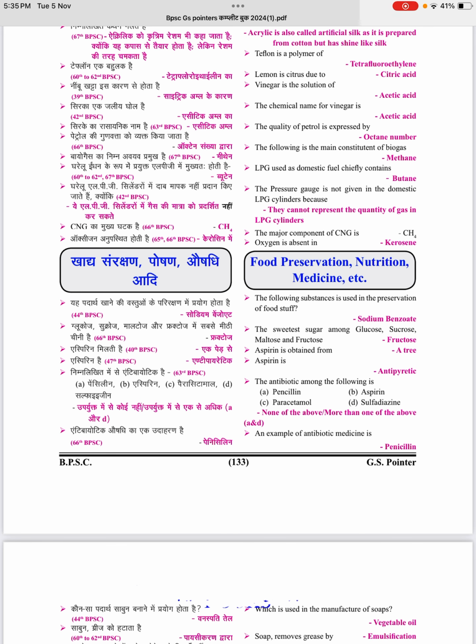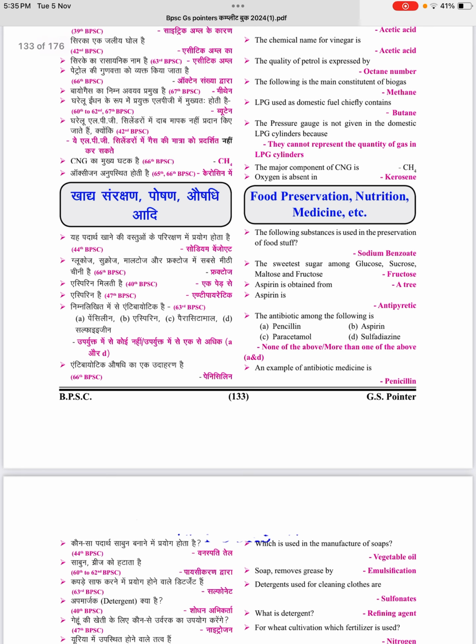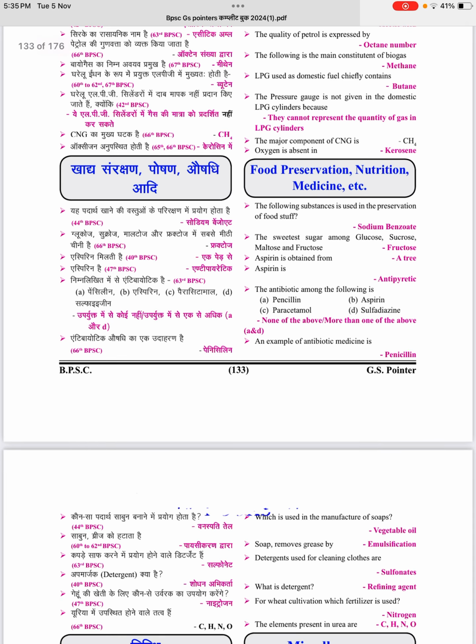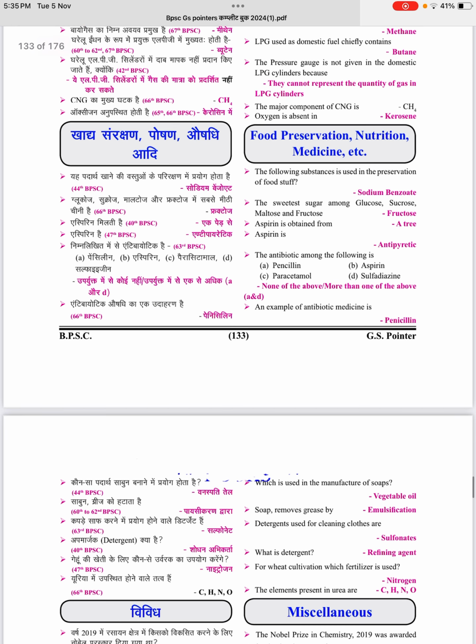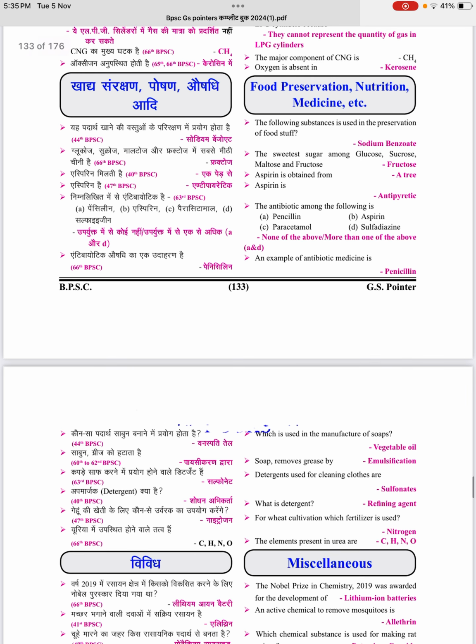Quality of petrol is expressed by octane number. Main constituent of biogas: methane. LPG used as domestic fuel chiefly contains butane and a small amount of propane. The pressure gauge is not given in the domestic LPG cylinder because it cannot represent the quantity of gas in the cylinder. The major component of CNG is methane. Oxygen is absent in kerosene.